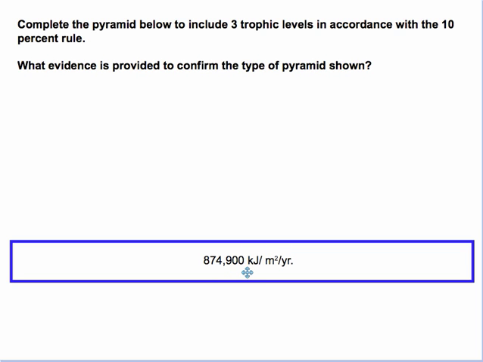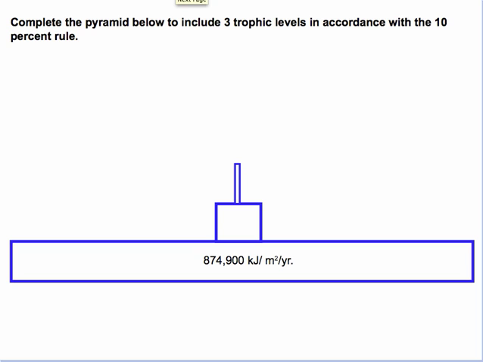Again, you see the energy that's fixed or put into the plant's structure in photosynthesis is 874,900 kilojoules per meter squared per year. With the 10% rule in mind, I would like you to complete 2 more levels so that you get a pyramid of energy. And your diagram should look something like this.